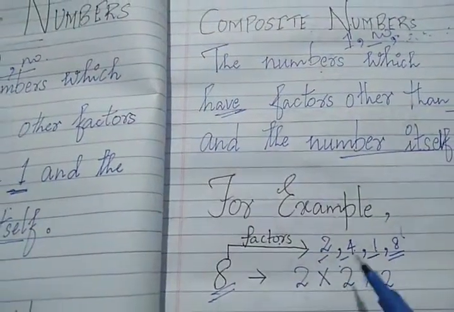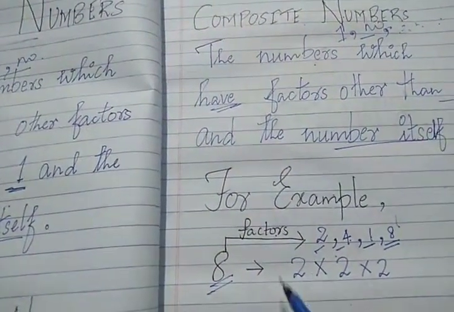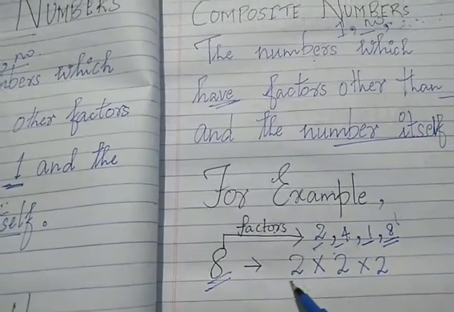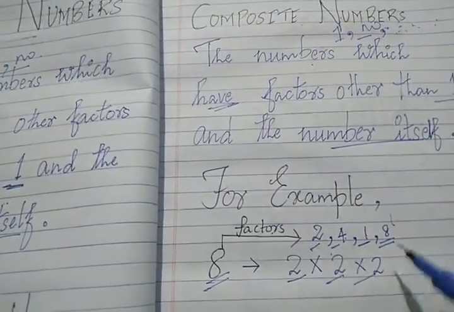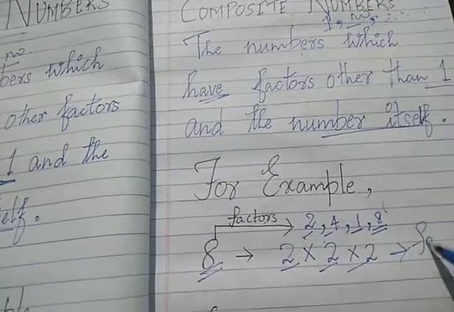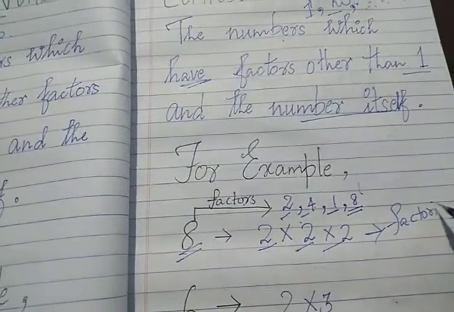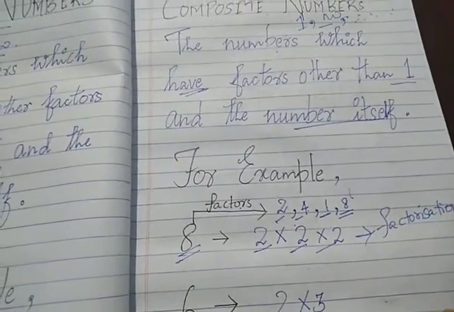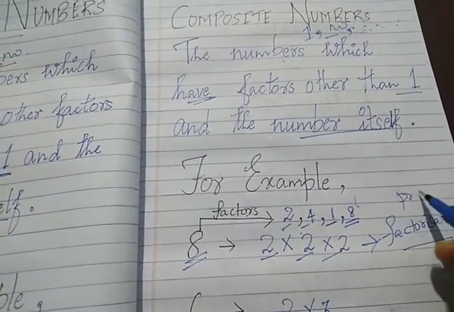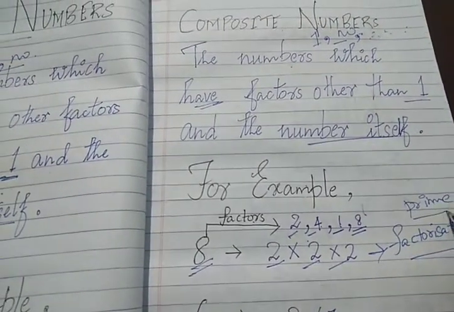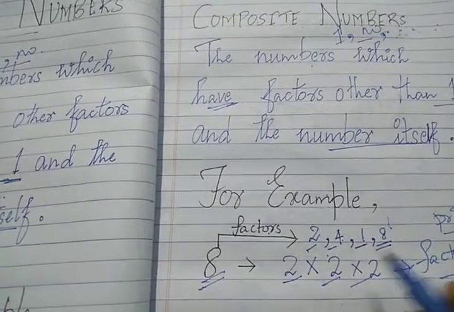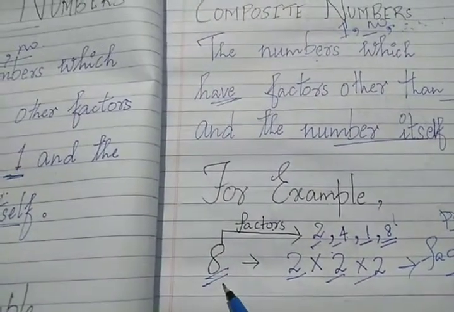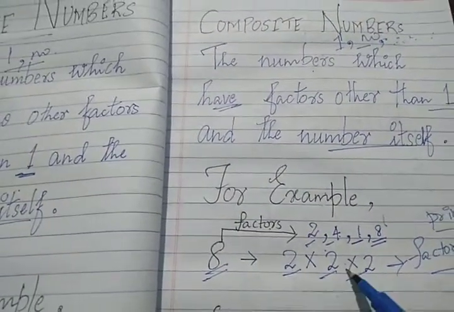Now how would you factorize it as a prime factorization? 2 into 2 into 2. This is factorization, prime factorization, which means we express it as a product of primes. We are expressing 8 as a product of primes.